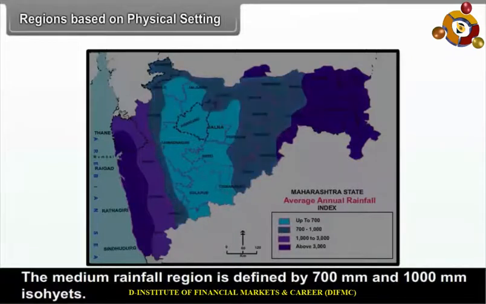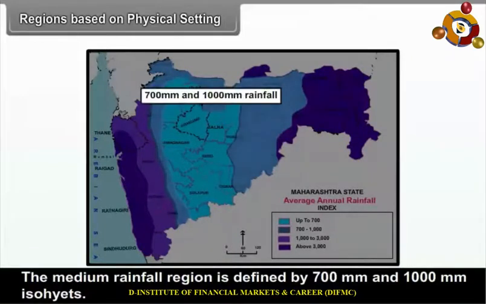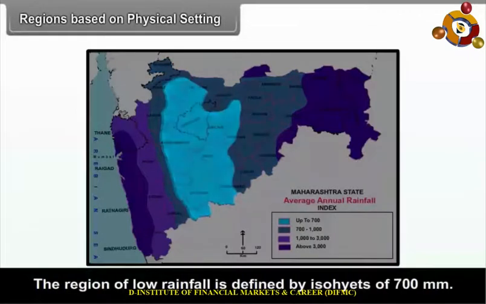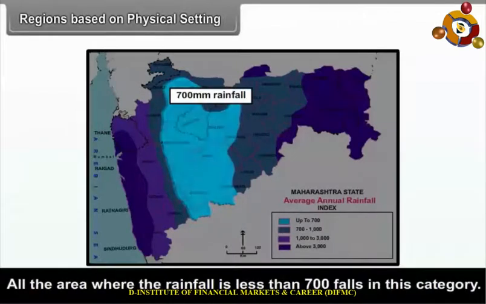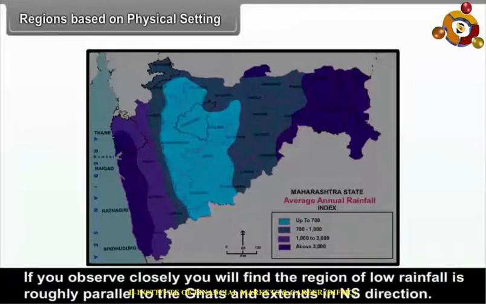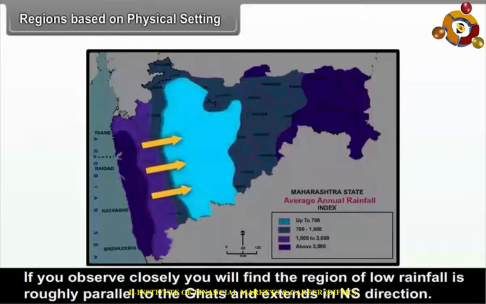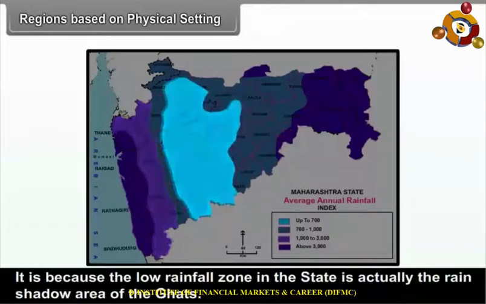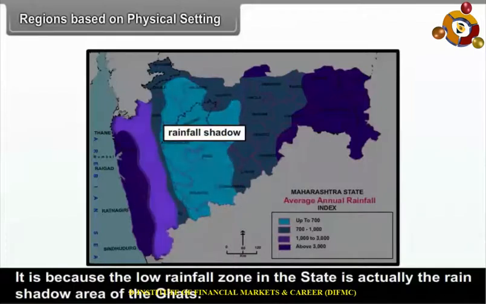The medium rainfall region is defined by 700 mm and 1000 mm isolines. The region of low rainfall is defined by isoline of 700 mm. All the area where the rainfall is less than 700 mm falls in this category. If you observe closely, you will find the region of low rainfall is roughly parallel to the Ghats and extends in north-south direction. It is because the low rainfall zone in the state is actually the rainfall shadow area of the Ghats.